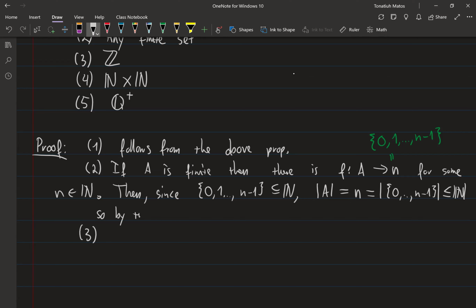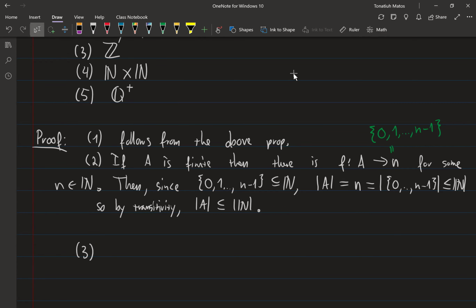So by transitivity of the less than or equal to, right? Transitivity of injective functions. A has size less than or equal to n, so it's countable, and we're done. Right? Always keep these arguments as simple as possible. If there's no need to define an injective function, well, don't. Just write it like this.